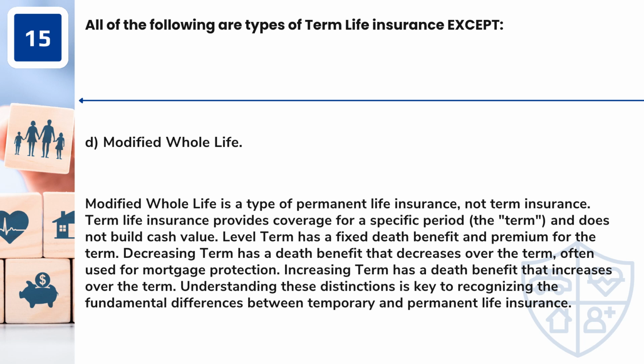Term life insurance provides coverage for a specific period, the term, and does not build cash value. Level term has a fixed death benefit and premium for the term. Decreasing term has a death benefit that decreases over the term, often used for mortgage protection. Increasing term has a death benefit that increases over the term. Understanding these distinctions is key to recognizing the fundamental differences between temporary and permanent life insurance.